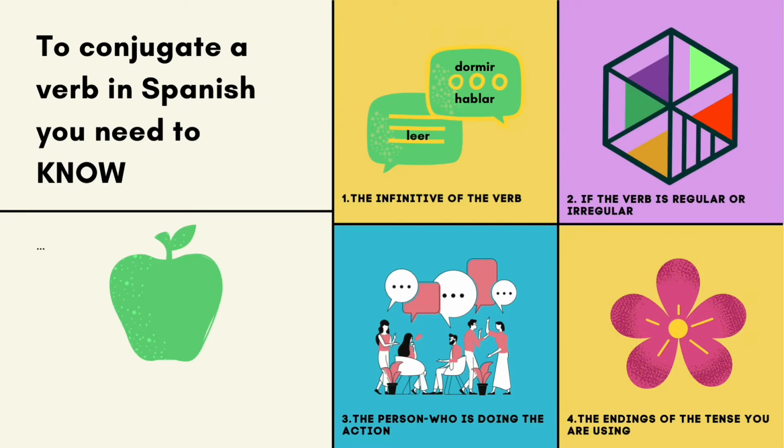To conjugate a verb in Spanish, you need to know: 1. The infinitive of the verb, 2. If the verb is regular or irregular, 3. The person who is doing the action, and 4. The endings of the tense you're using.